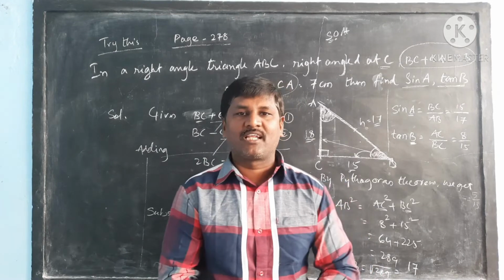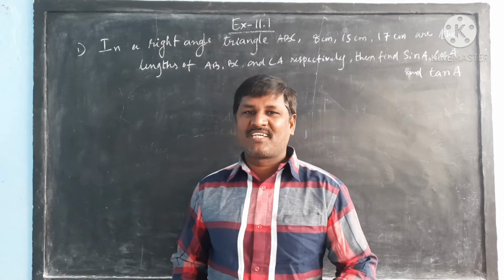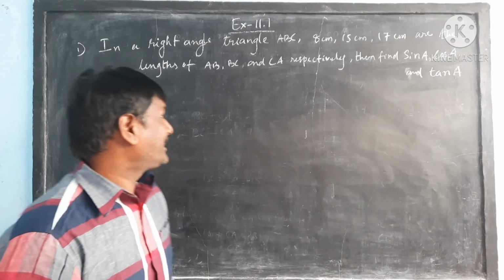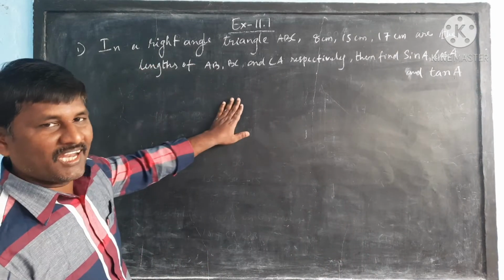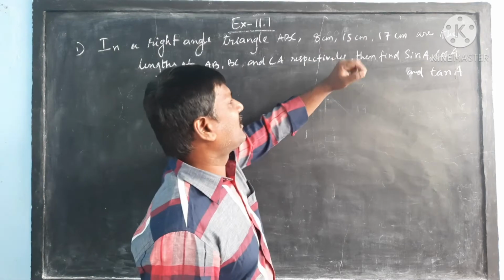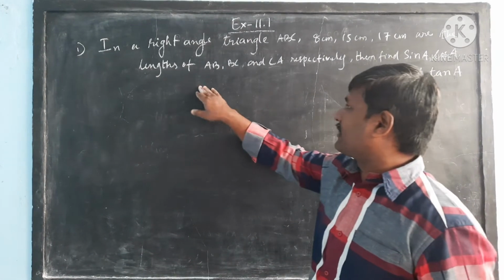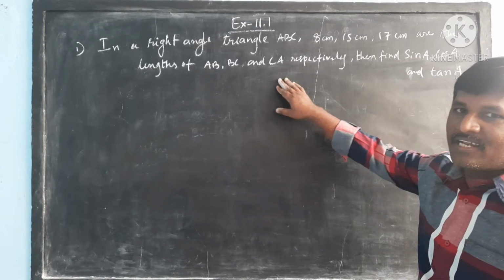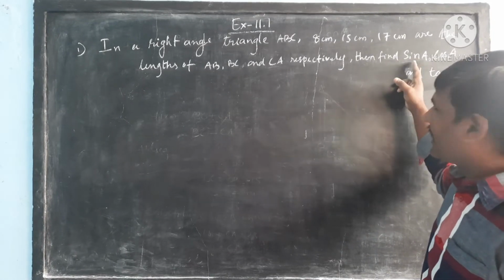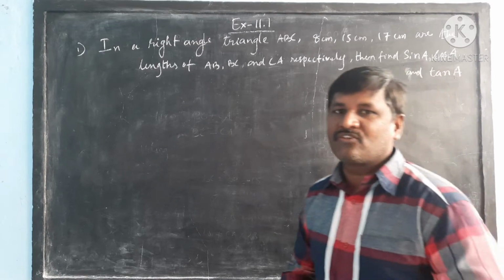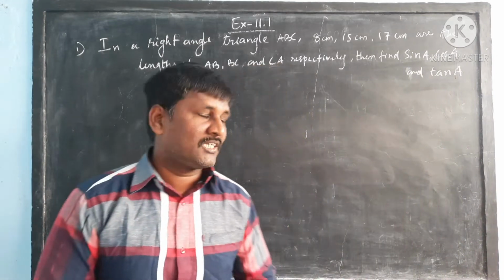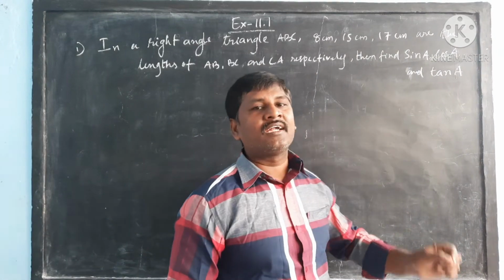Let us move to exercise 11.1, the first bit. Now let us read the first question of exercise 11.1. The question asks that in a right angle triangle ABC, 8 cm, 15 cm, 17 cm are the lengths of sides AB, BC and CA respectively. Then find sin A, cos A and tan A. In this question you have to find three trigonometric ratios. They are sin A, cos A and tan A.